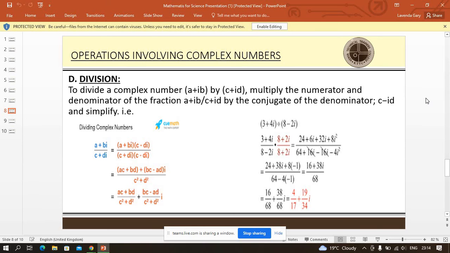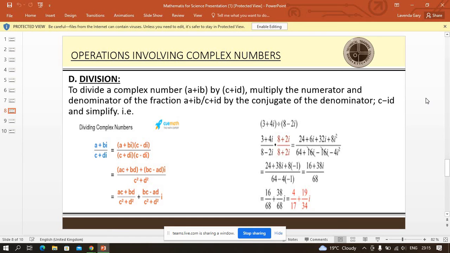Now, given the real example, 3 plus 4i divided by 8 minus 2i, what is the denominator in that expression? The denominator is 8 minus 2i. So what will be the conjugate, Vivian? 8 plus 2i. Thank you. So why do we multiply by the conjugate? To do away with the imaginary part in the denominator. Thank you very much.